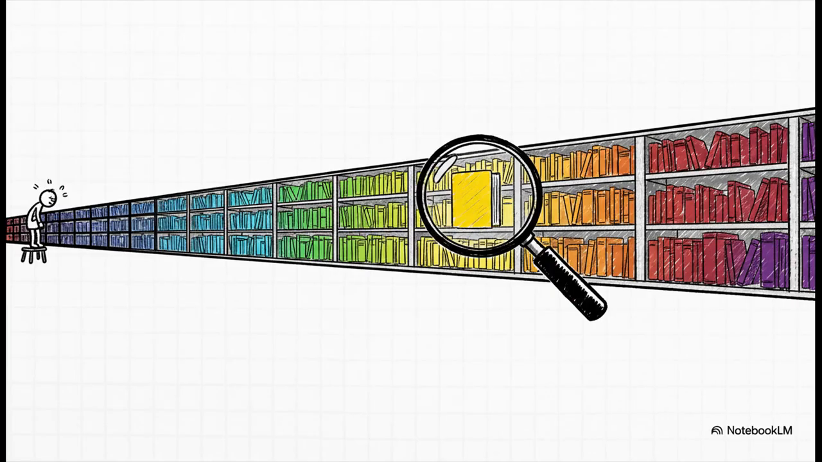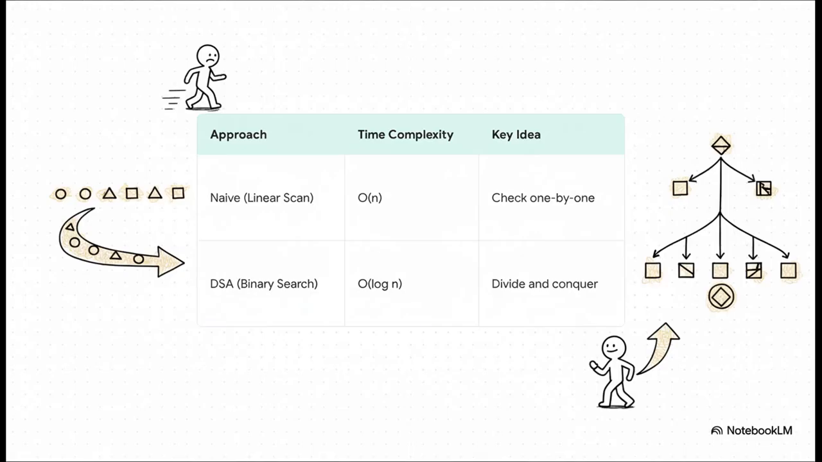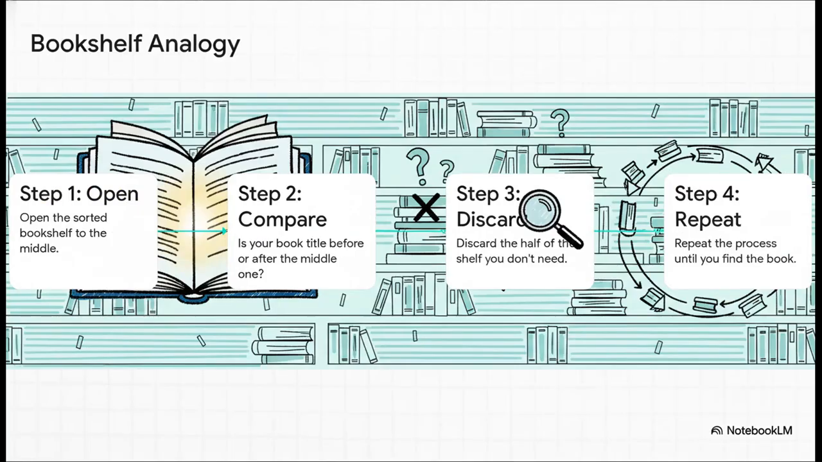Okay, problem number 2. You've got a huge, perfectly sorted list, like an old-school phone book. You need to find one specific name. You're not going to start at A and read every single page, are you? Of course not. Going page by page is a linear scan. That's O of n. But since we know the data is already sorted, we can use a much, much smarter algorithm, binary search. And this takes us all the way down to O of log n, which, as we saw, is incredibly efficient. It's pure divide and conquer.